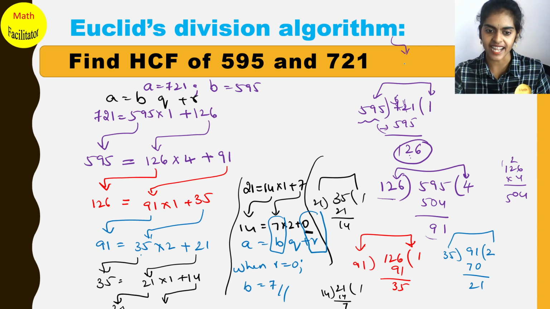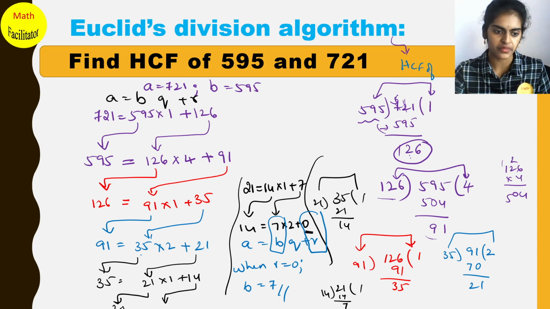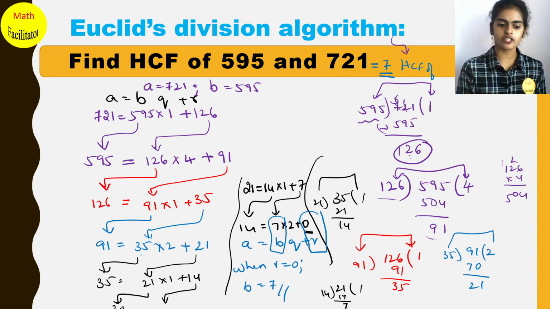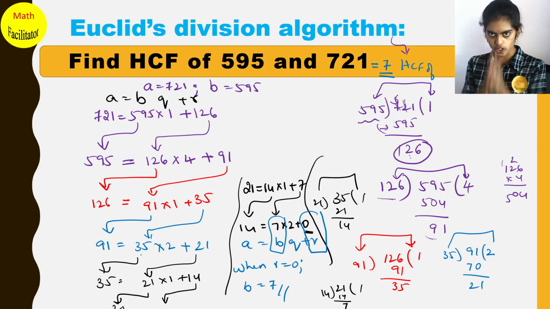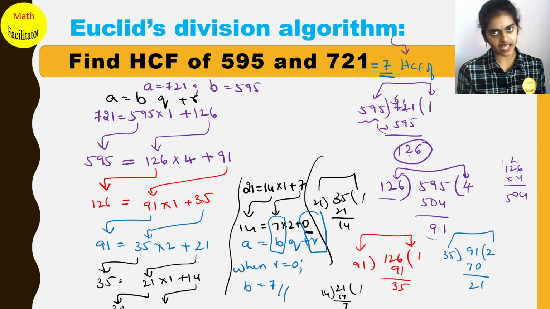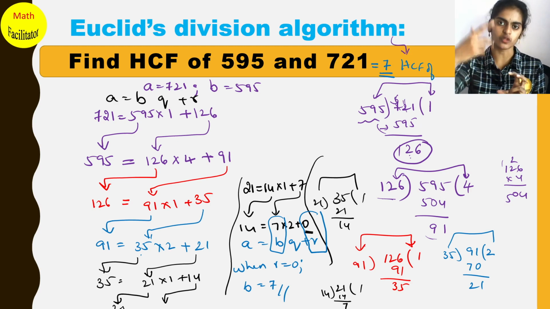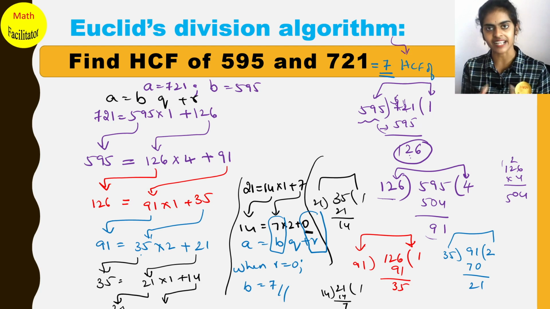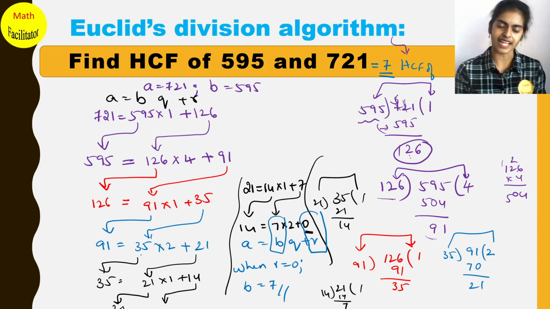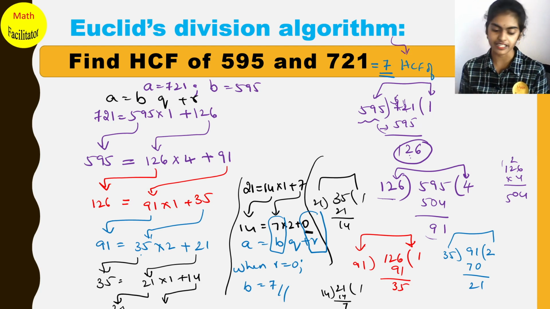Therefore, I can say the HCF of 595 and 721 is how much? It is nothing but 7. So whenever my remainder is 0, I stop the process and I take the corresponding B value, or the divisor, as the HCF, the highest common factor. I hope this is super clear for you now.